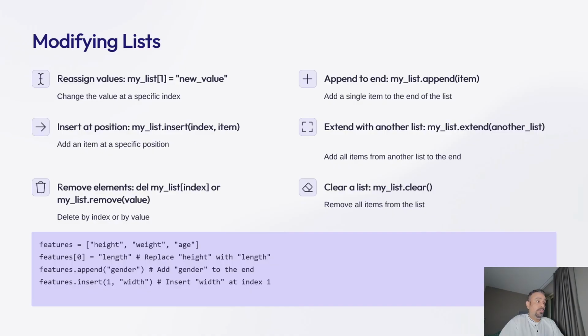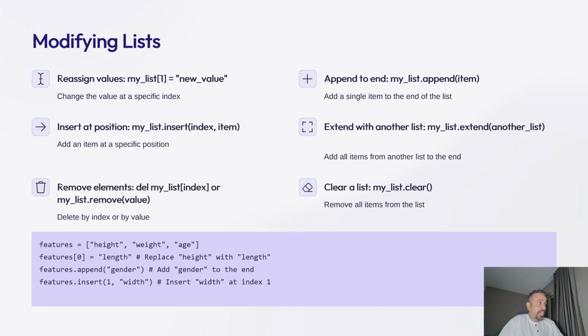Now we are going to see how we can modify our list. One of the key advantages of lists is their mutability. You can modify them after creation. You can change individual elements by reassigning values, add elements using append or insert, combine lists with extend, and remove elements using the delete or remove method. These operations are crucial when pre-processing data for machine learning models, where you might need to add new features, remove outliers, or transform your data set in various ways. I know these are jargons that you're not yet aware of, but in our machine learning journey, very soon we will cover this also.